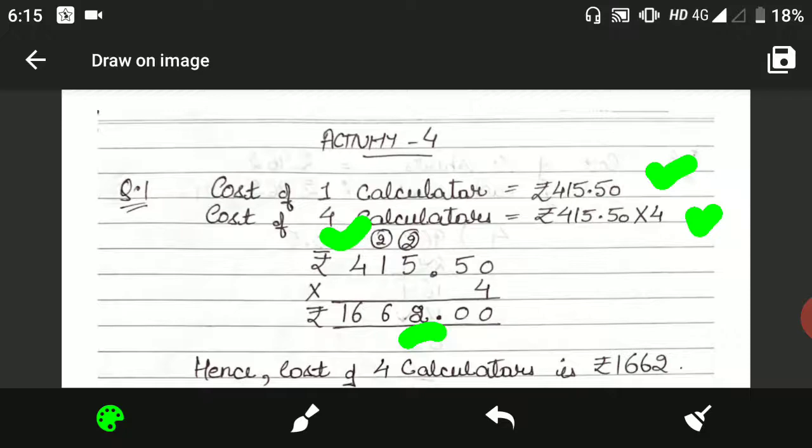When we do multiplication, we do it as we do simple multiplication. We will not see the dot. After doing multiplication, students, what we have to do is put a dot. See, here the dot is after 2 digits, meaning after 0 and 5, then I put the dot. So from the back side I put a dot. 1 2, then the dot will come here. Clear? Then we write the rupee sign also, because in the money chapter the rupee sign is mandatory. Then you write a hence line. Hence the cost of 4 calculators is rupees 1662. Clear?